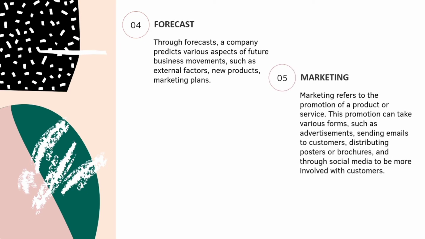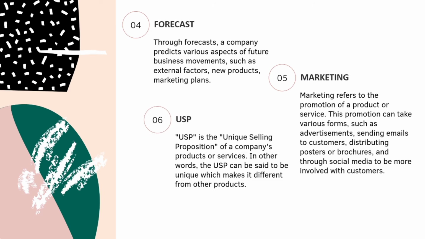Marketing. Marketing refers to the promotion of a product or service. This promotion can take various forms, such as advertisements, sending email to consumers, distributing posters or brochures, and through social media to be more involved with customers. USP is the unique selling proposition of a company's product or service. In other words, the USP can be said to be unique, which makes it different from other products.